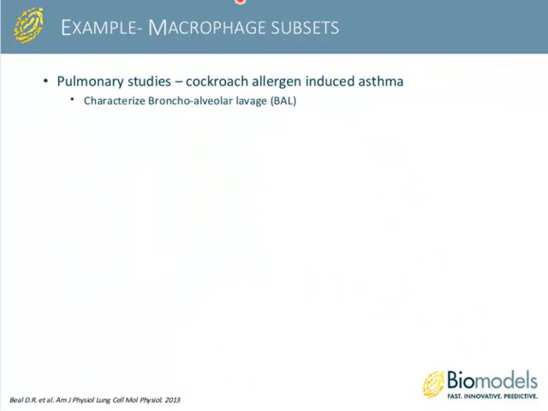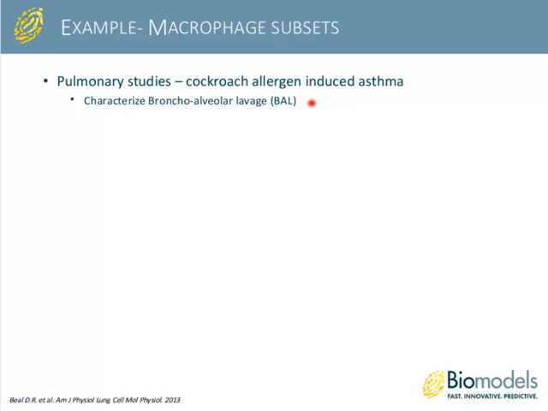On that note, I just want to do this little example of why it's important to understand these different cell types and what they're doing. So we do a lot of pulmonary studies here. This data isn't actually generated by Biomodels. This is published data, but this cockroach allergen-induced asthma model is one that we can run. We also run a house dust mite-induced model and obviously the ovalbumin model.